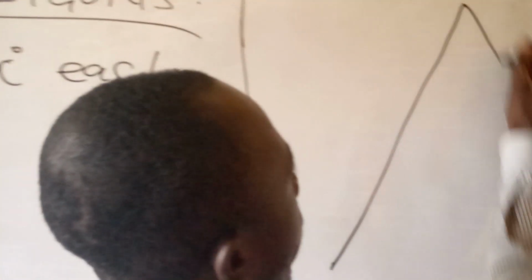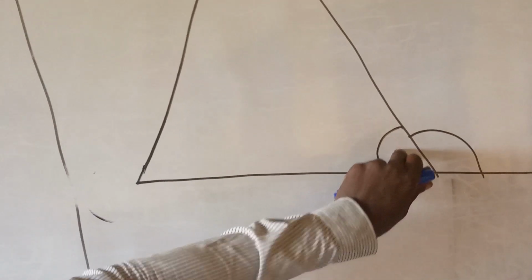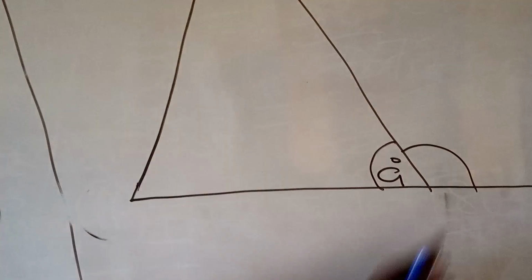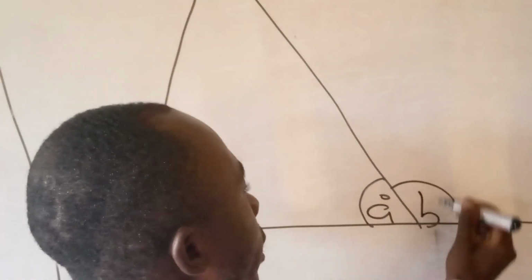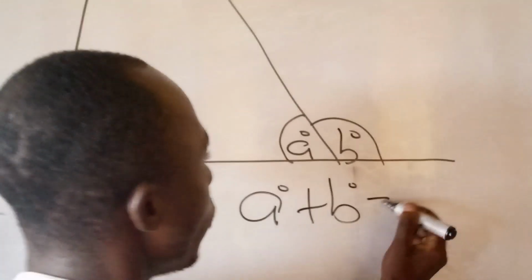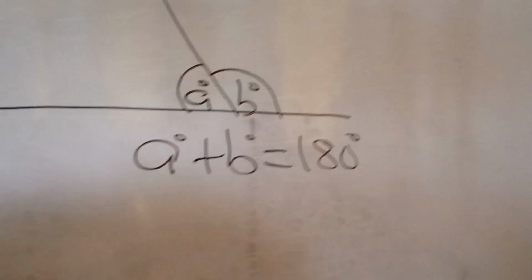Let me use a triangle to explain this. You see, we have an interior angle. This is the interior angle, and this is the adjacent exterior angle. This means A plus B is what? 180. That's what I mean.